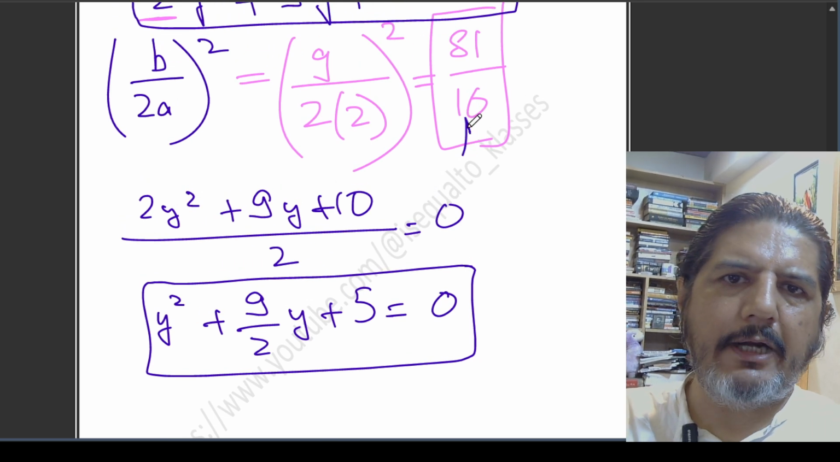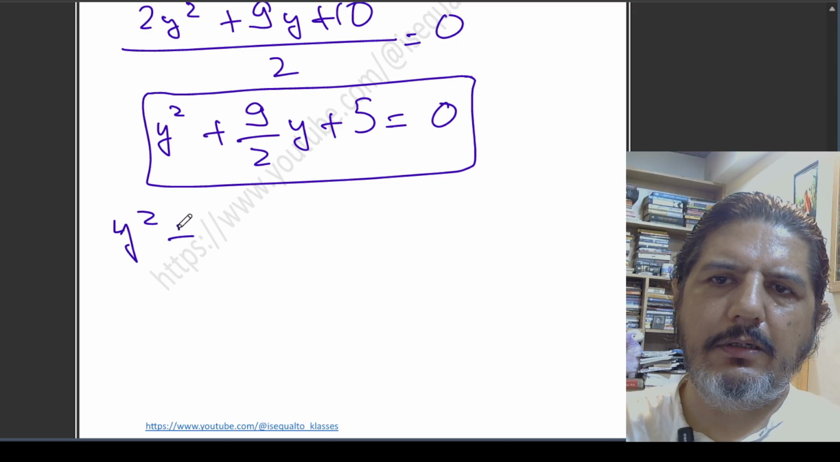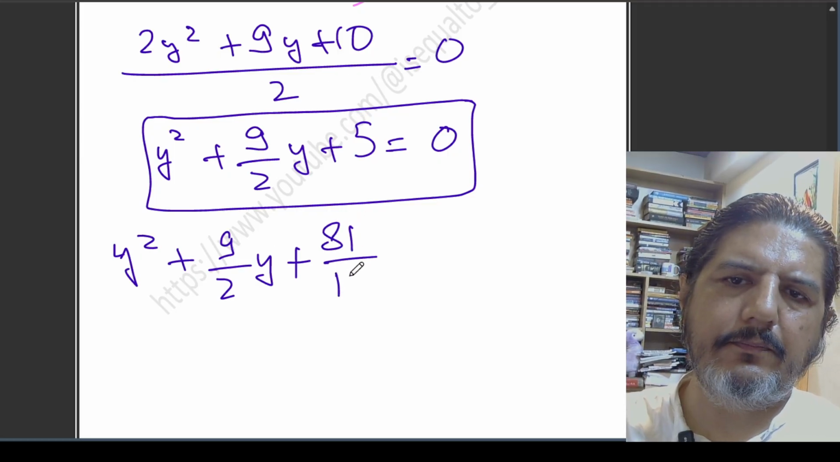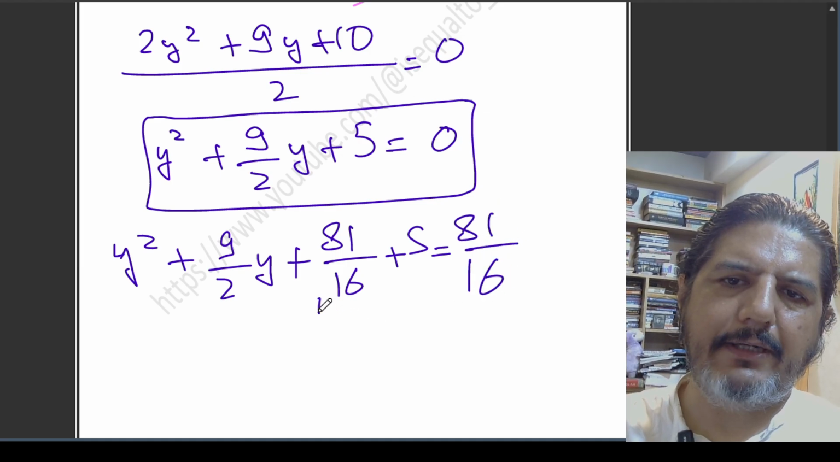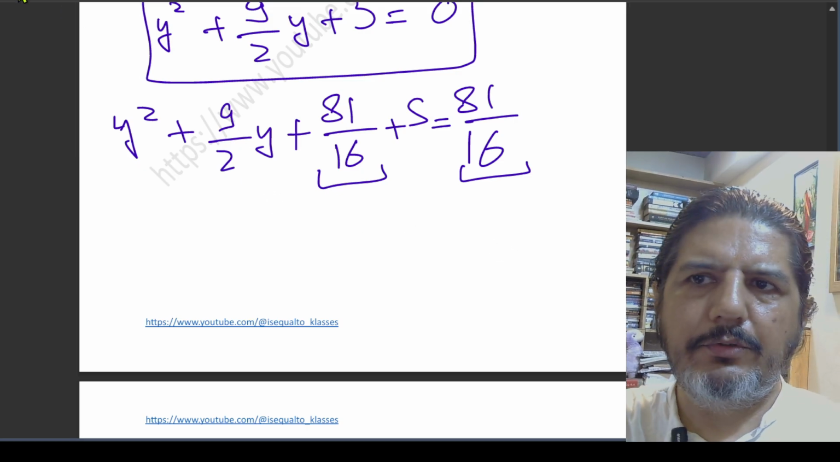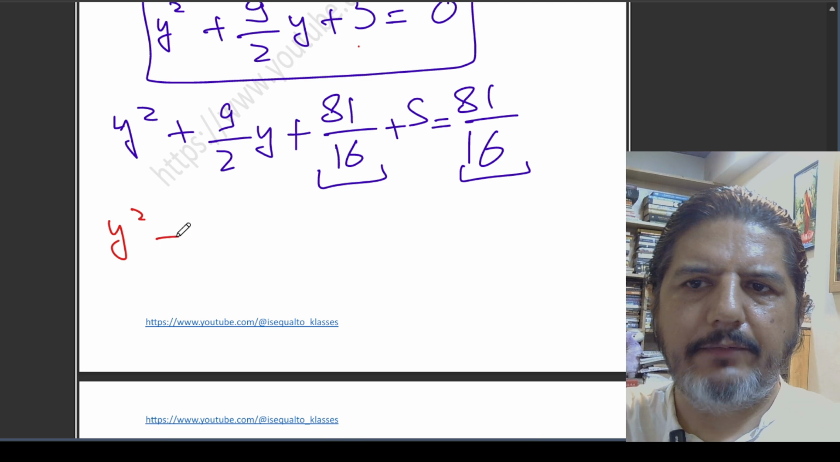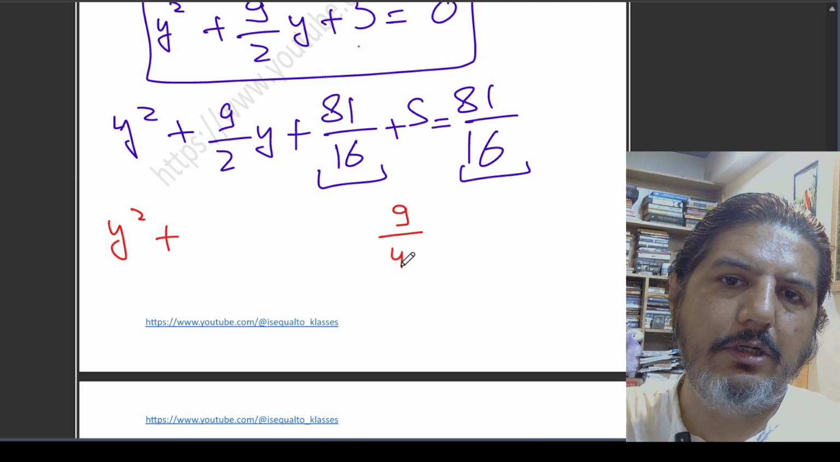Now, I have to add the factor of 81 by 16. So y² + (9/2)y + 81/16 + 5 is equal to 81/16. So I've added the factor 81 by 16 on both sides. And then, as I've told you before also, I get a hint when I look at this 81 by 16 factor, because this can be written as (9/4)².